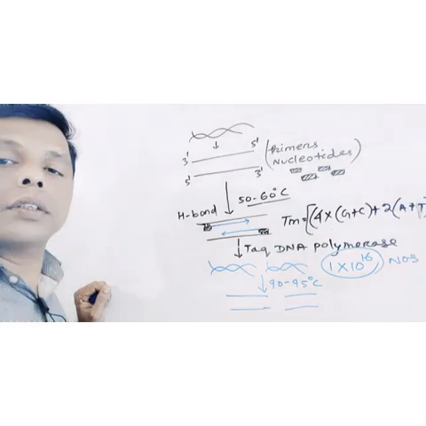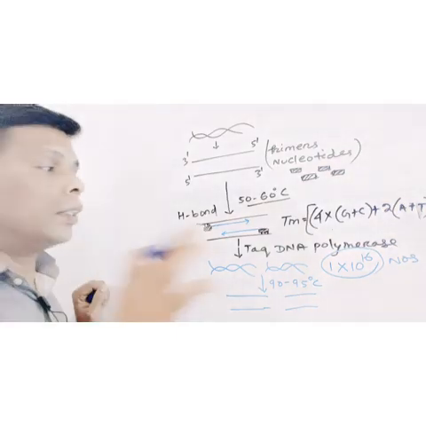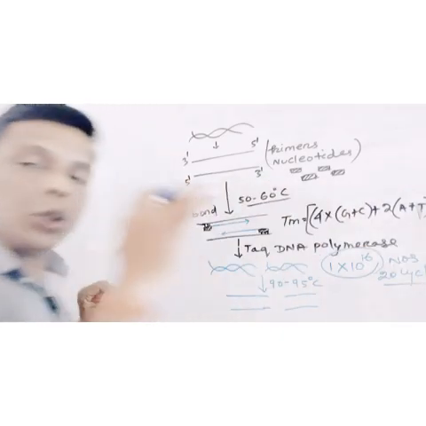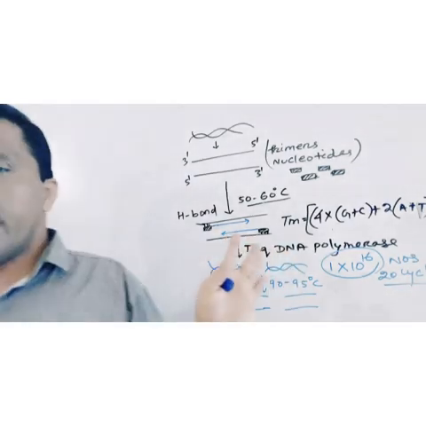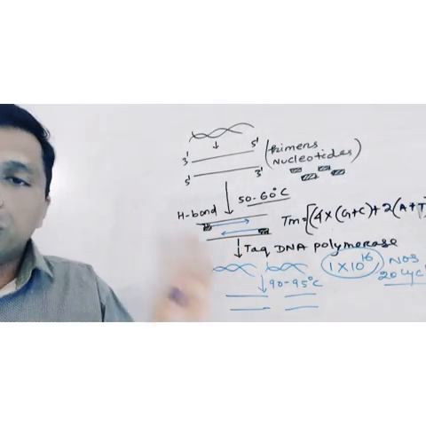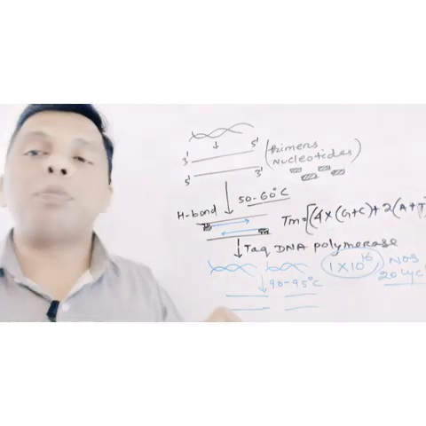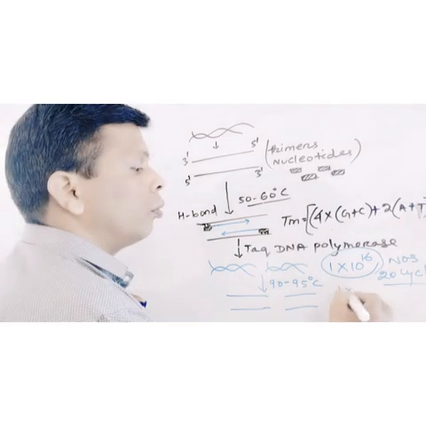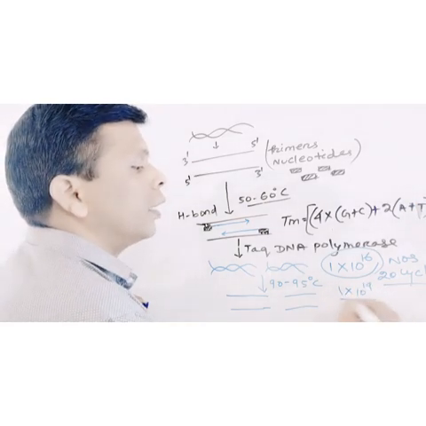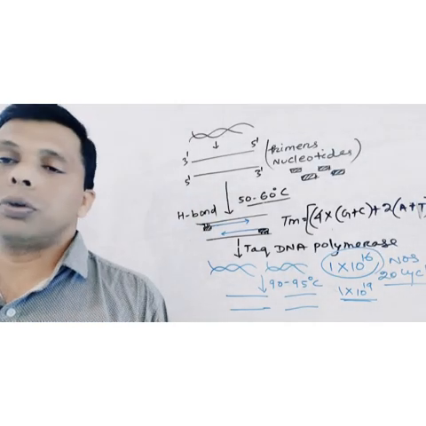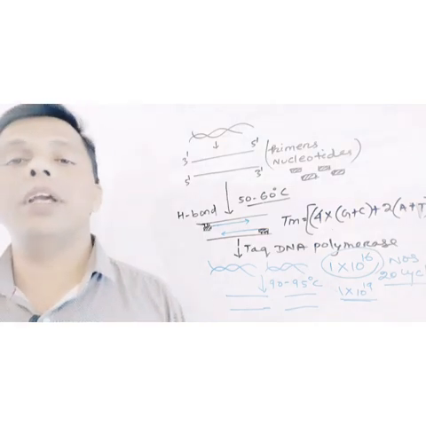This is the number obtained after 20 cycles. In this way, we are able to produce millions of folds of the desired DNA segment without using any type of living cell. After 30 cycles, we can get 1 into 10 to the power 19. So millions of DNA segments can be obtained here.